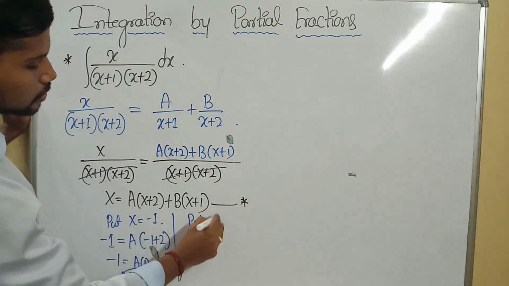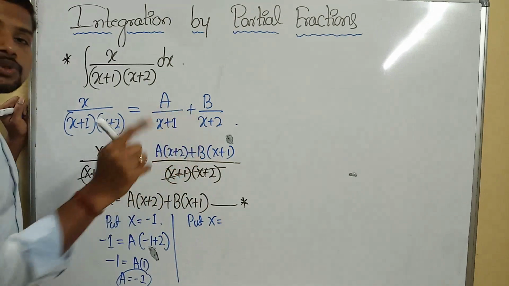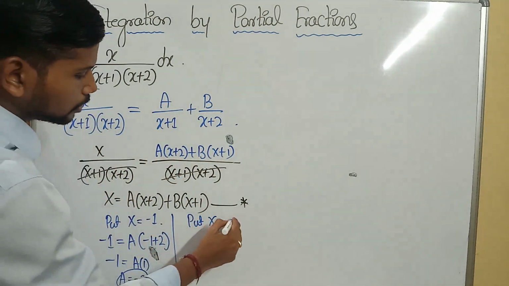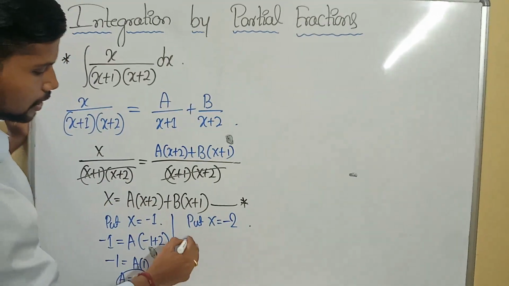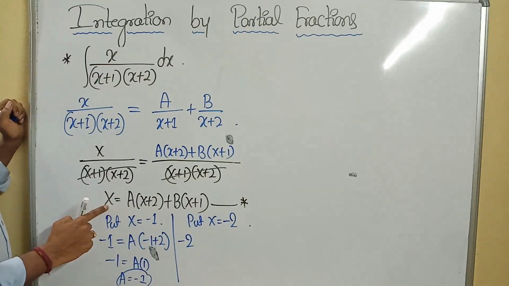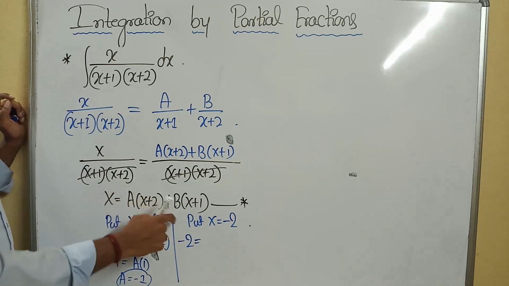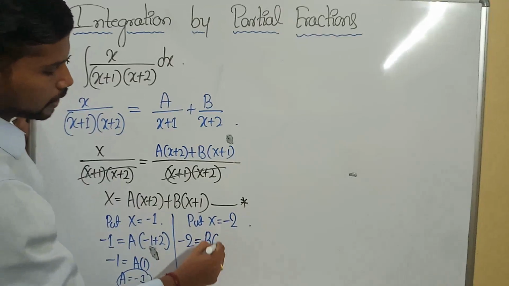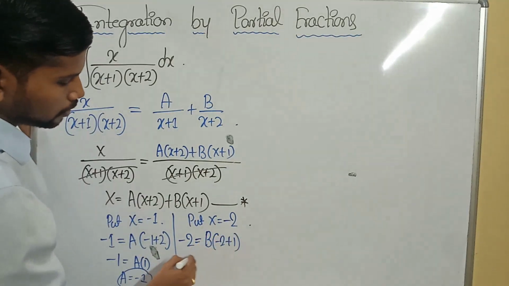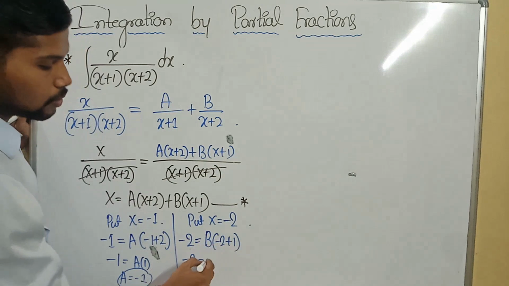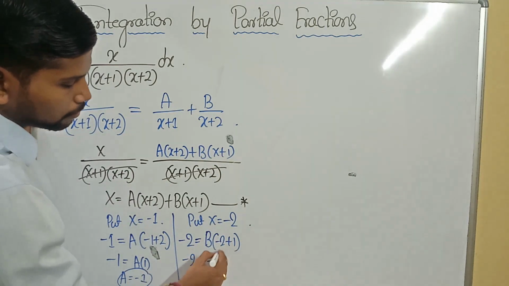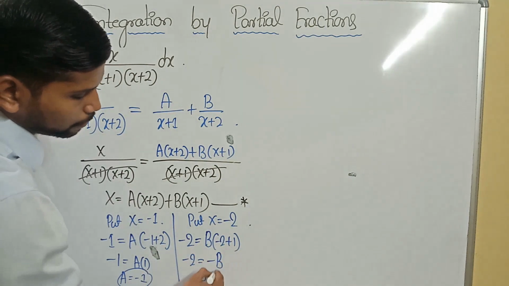Put x equal to, next denominator, x plus 2 is equal to 0. What is x equal to? Minus 2. Wherever x is there in the star equation, I need to substitute the value minus 2. The x value is minus 2. Here minus 2 plus 2, the a term will be cancelled. b into bracket minus 2 plus 1. Minus 2 as it is. Minus 2 plus 1 will be minus 1. It will be minus b, which means the b value will be 2.